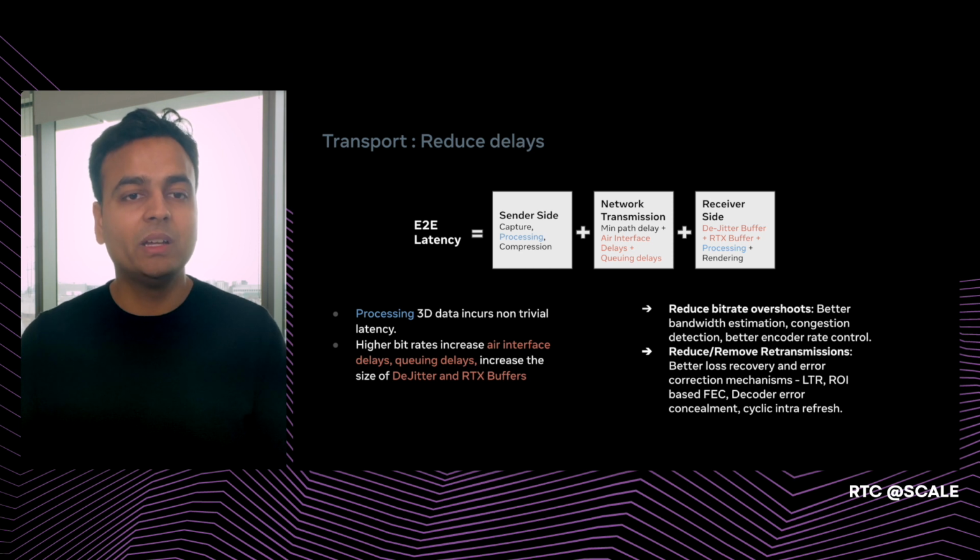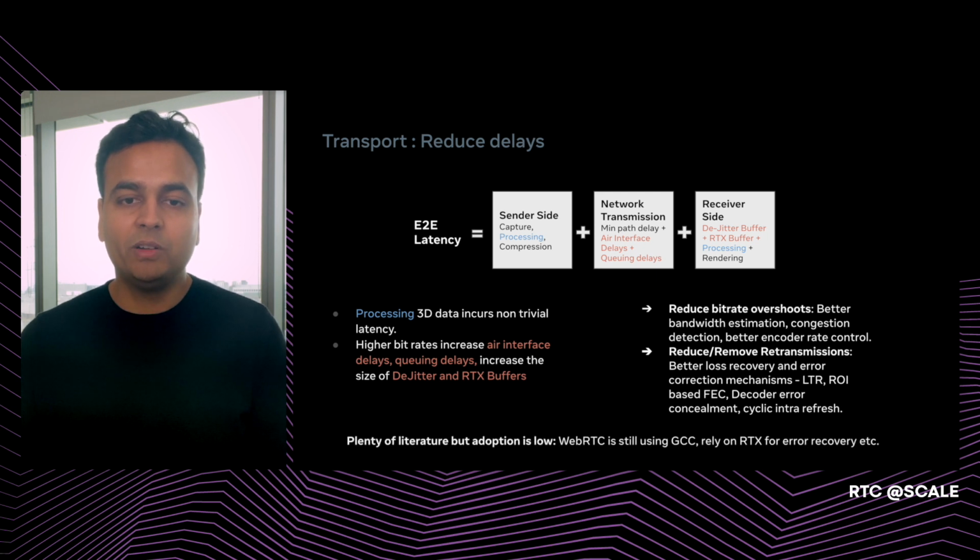reduce or completely remove the need for retransmissions for recovering from packet loss. So this means that we deploy advanced error correction mechanisms such as LTR, FEC, decoder error concealment, etc., which can allow you to recover from loss without having to retransmit the packet completely. There is plenty of literature on these techniques that I stated here, and there are more, but the adoption is slow. For example, WebRTC still uses Google congestion control, which I will come to in the next slide, and it relies on retransmissions to recover from packet loss.